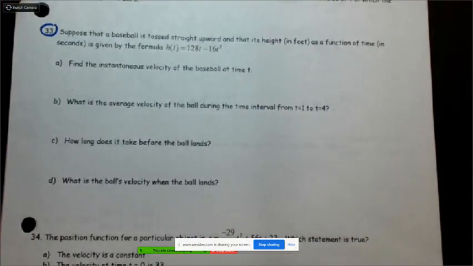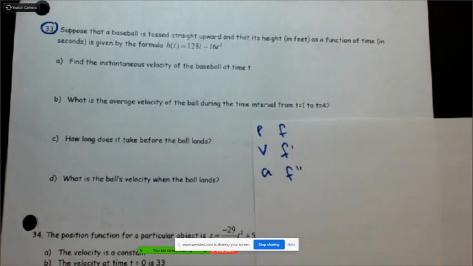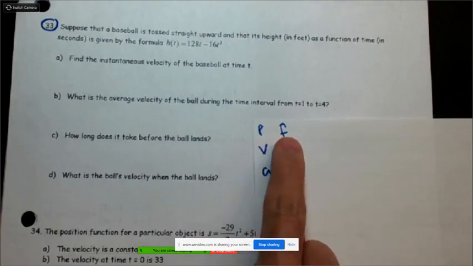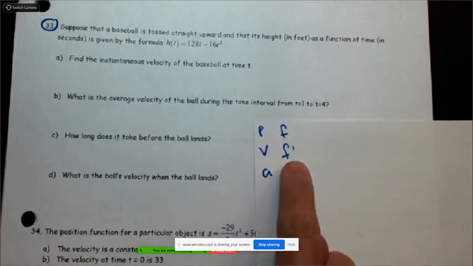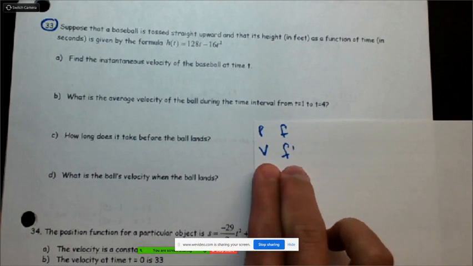And I'm going to go ahead and show you guys the card. If you don't want to take out your card that we made, don't, just for time's sake. So I'm going to go ahead and put on here: position is the original function. Velocity is a derivative. Acceleration we will do later. Okay, so I'm going to go ahead and put this up.